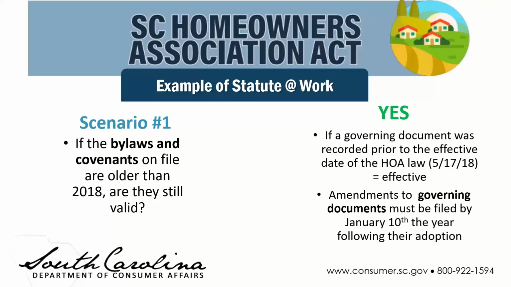Of course, as a reminder, the governing documents include the HOA declaration, the master deeds, and the bylaws. And amendments should be filed, again, by January 10th of each year. And that would include new governing documents, which would need to be filed by January 10th, the year following their adoption. And rules and regulations are meant to be filed as well by January 10th, the year following their adoption.